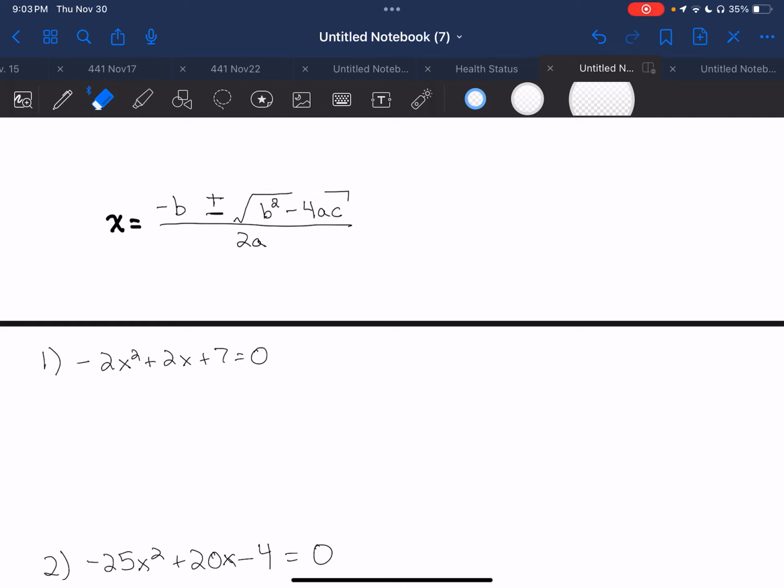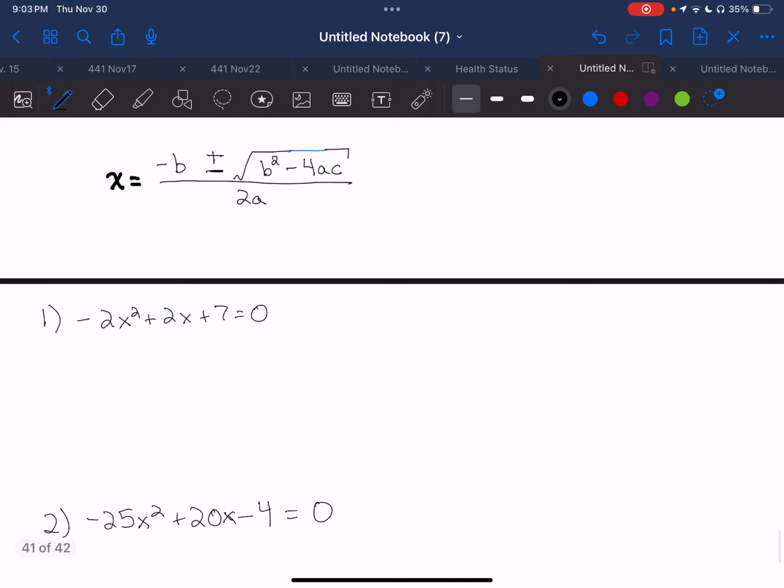What does this look like when we encounter real quadratic equations? Number 1, negative 2x squared plus 2x plus 7. First is getting my a, b, and c. So let's write it out here: a equals, b equals, c equals. So I look for the x squared term, that makes it a quadratic. That gives me my a. So a is negative 2.